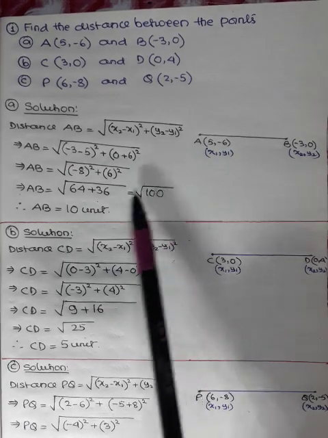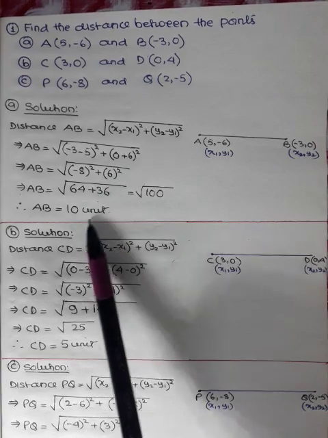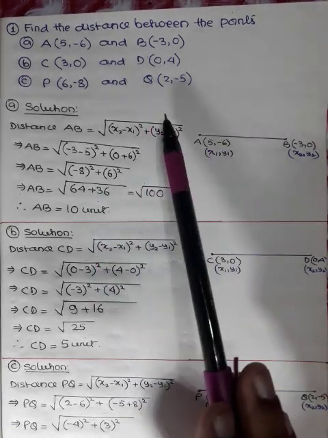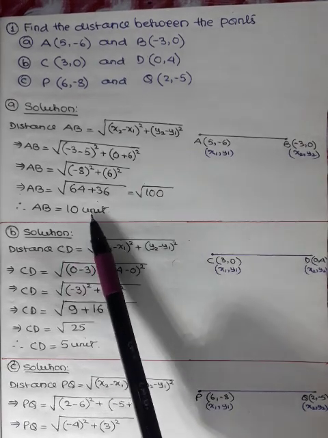So the square root of 100 is 10, and since you are finding distance, you must write the unit. Since it is not mentioned whether it is centimeter, meter or feet, you can directly write unit.